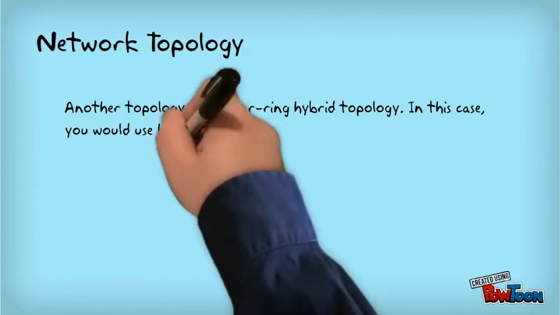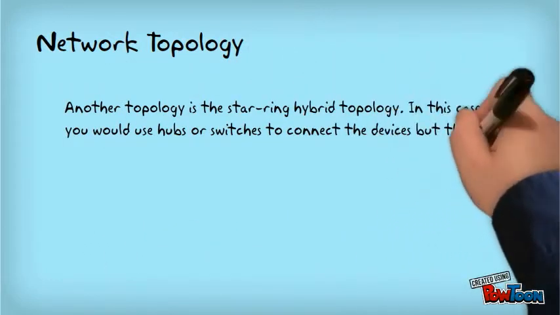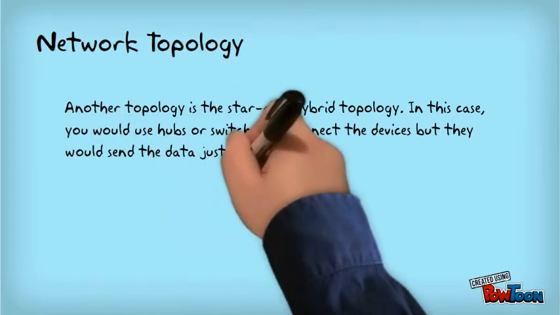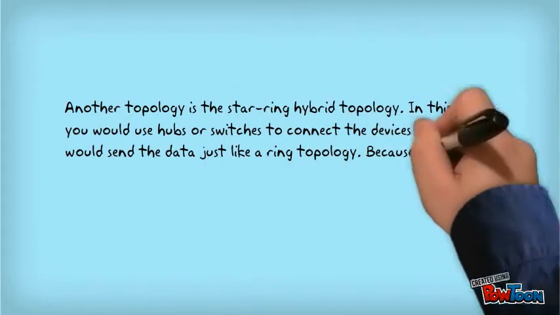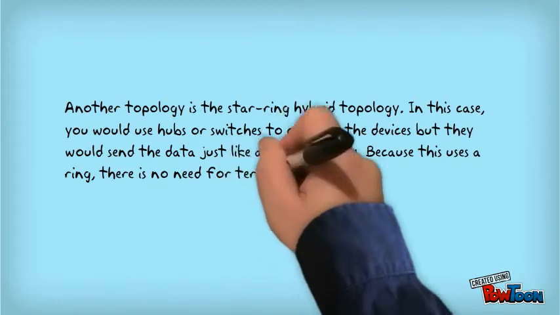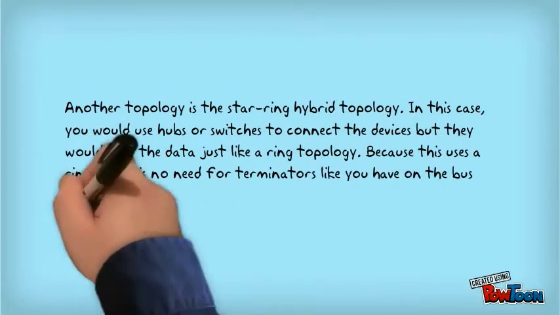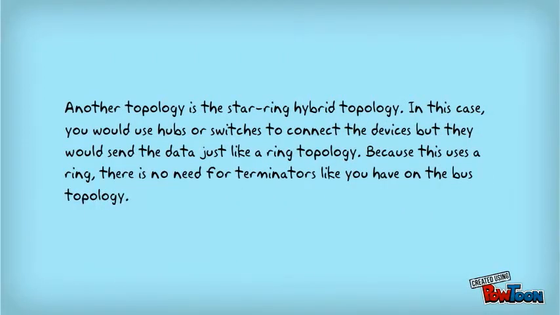Another topology is the star ring hybrid topology. In this case, you would use hubs or switches to connect the devices, but they would send the data just like a ring topology. Because this uses a ring, there's no need for terminators like you have in a bus topology.